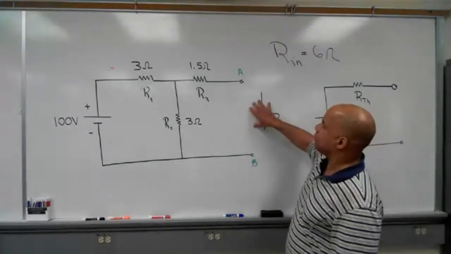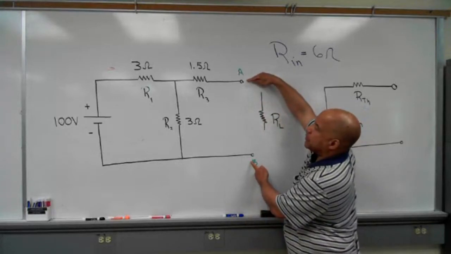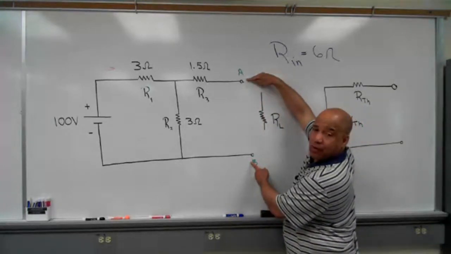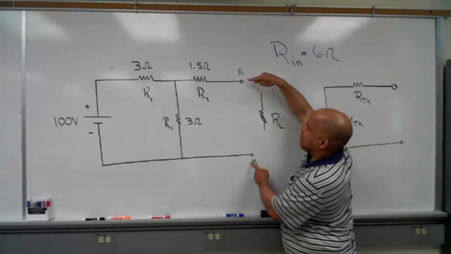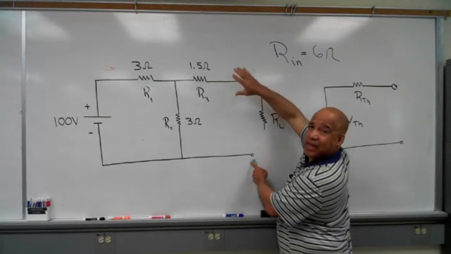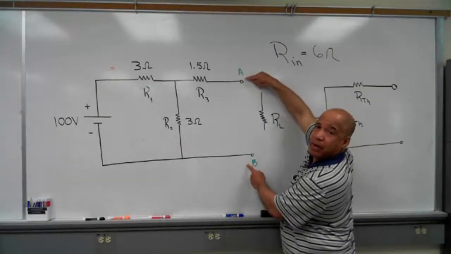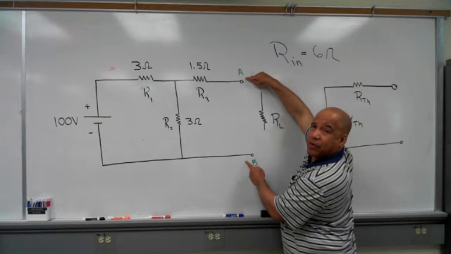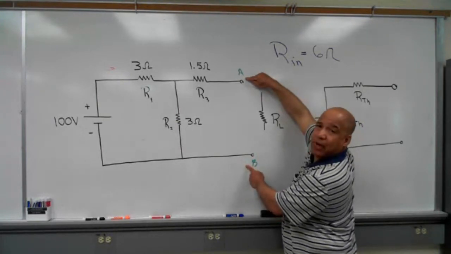The load is removed, and my voltmeter is here. If my voltmeter is here, which resistor am I measuring across? R3 and R2. Okay, so it looks like R3 and R2, right? But that's the thing I want you to understand about this problem. Even though it looks like we're measuring across R3, we're really not measuring across R3. Who can tell me why we're not measuring across R3 when I'm trying to find the voltage?